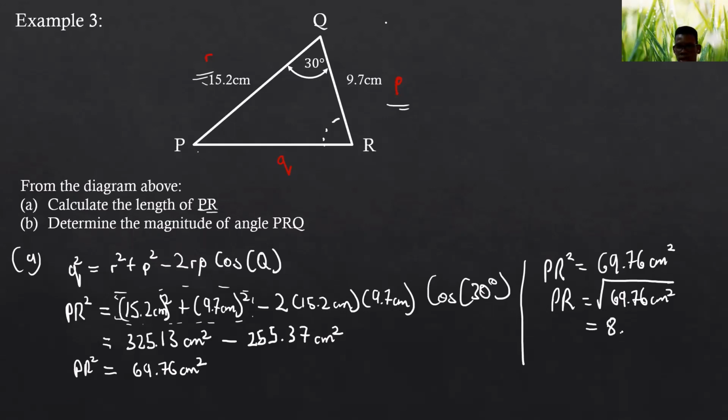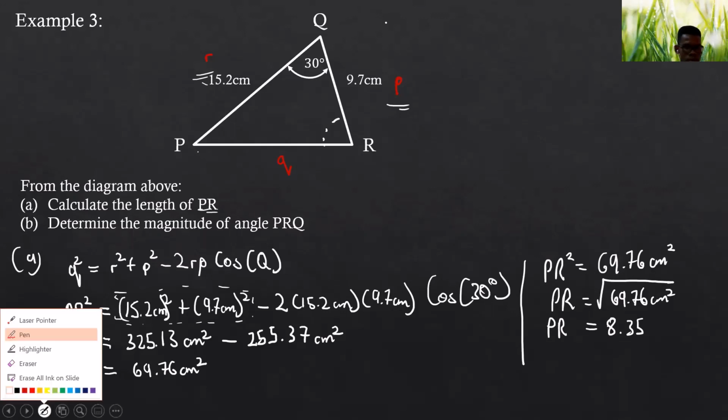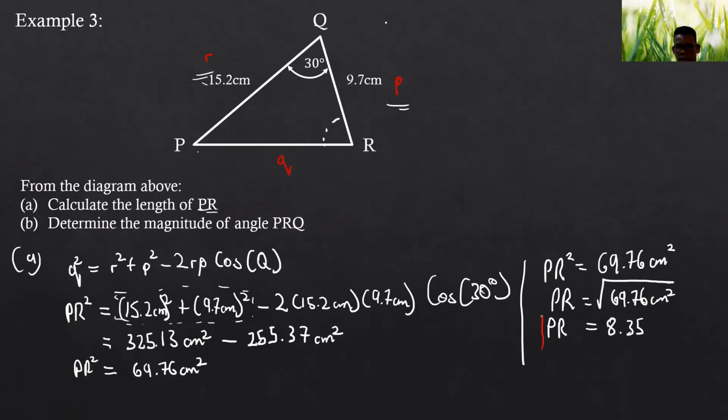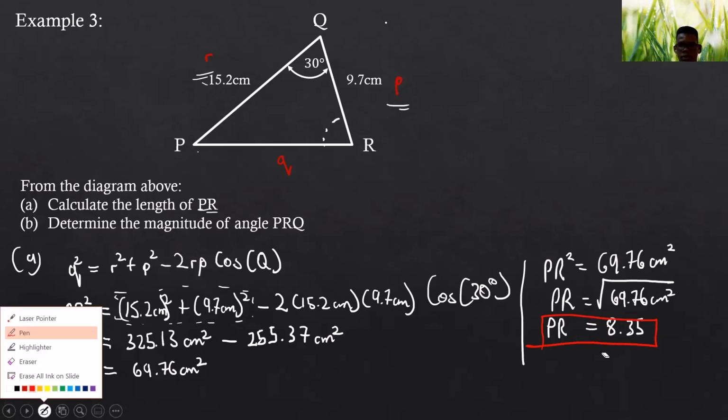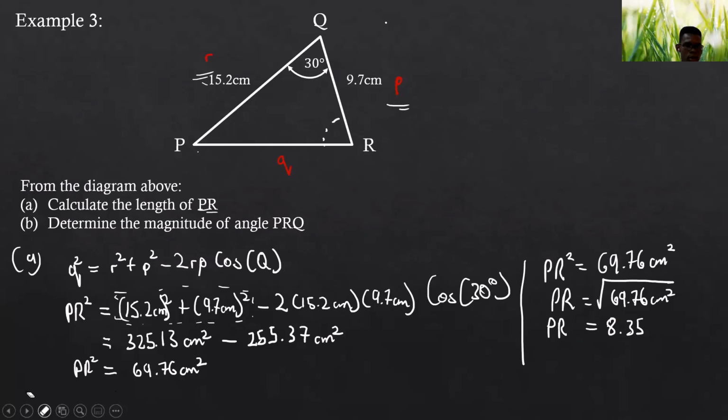Again, we're just taking it to two decimal places, just because. So PR is equal to, I'll draw a box around it, 8.35 centimeters. Don't forget your units. To actually get the marks, you need to have your answer in the correct units.